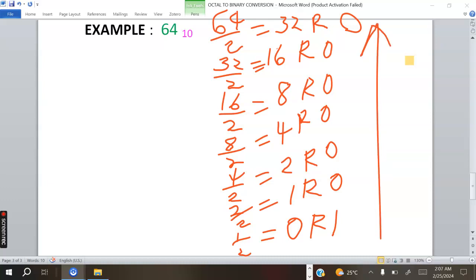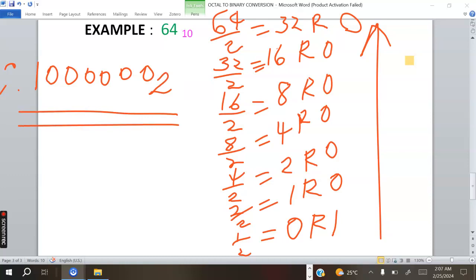Then the last step is to read the binary digits that have been generated as the remainders as your answer. Therefore, we have 1 0 0 0 0 0 0 base 2. So that is the final answer that you're supposed to get. So you give yourself a tick for that. So if you convert 64 as a decimal to binary, you will eventually get 1000000 base 2 as the answer.